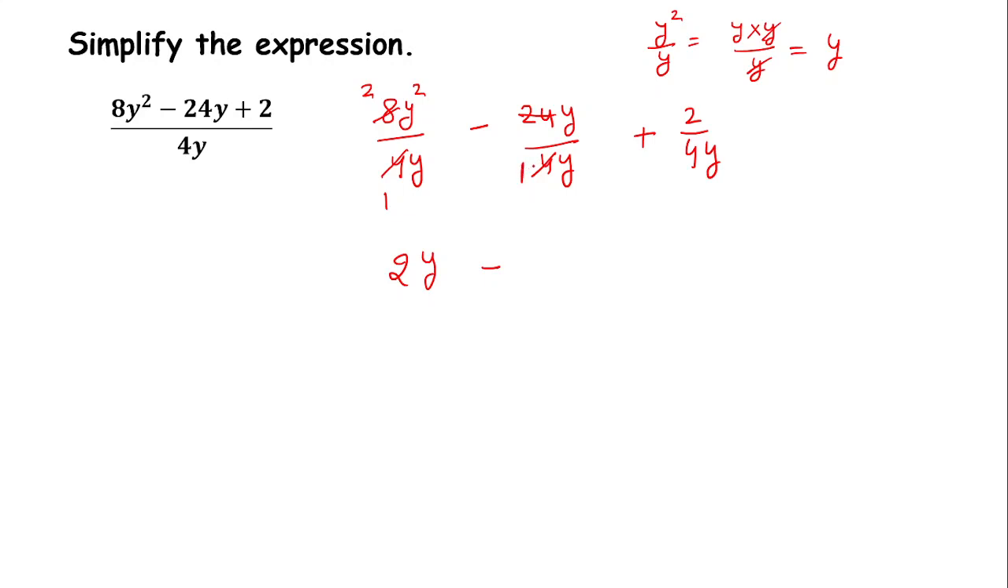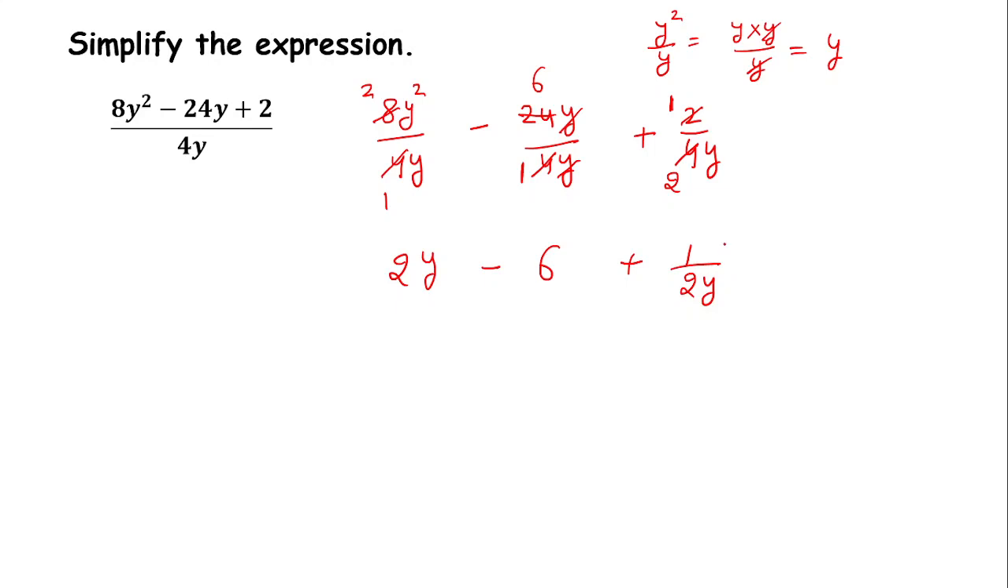So 4 times 1 is 4 and 4 times 6 is 24. Y got cancelled. We have 6 only. 2 and 4 can be divided both by 2. So 2 times 1 is 2 and 2 times 2 is 4. Positive 1 over 2y. This is your final answer. 2y minus 6 positive 1 over 2y.